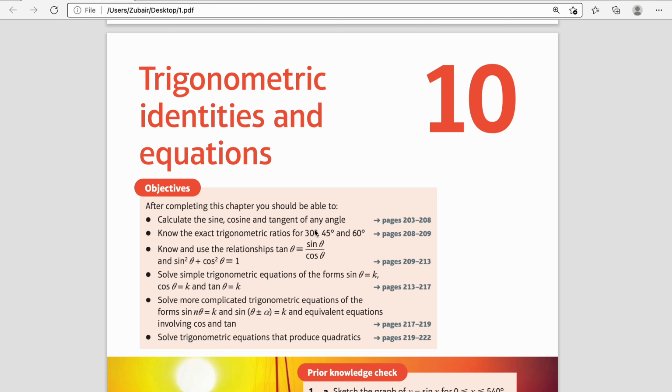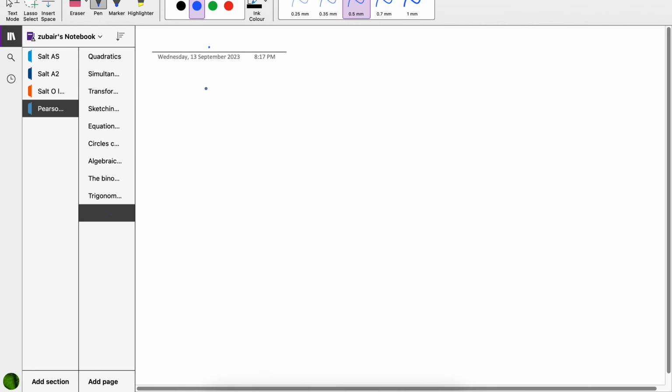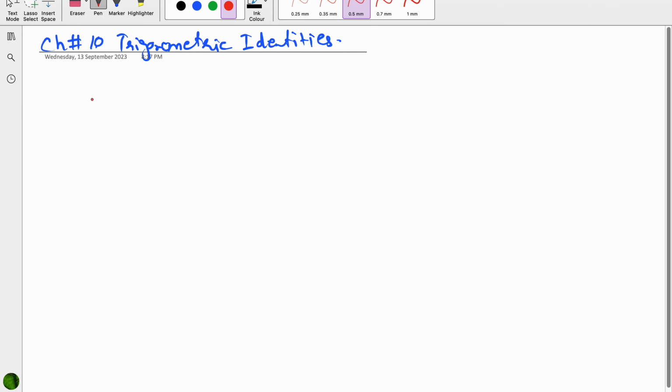So let us first start with 30, 45 and 60. How do we write the exact values? One way is definitely you can use your calculator. The other way is the introduction of a triangle. Trigonometric identities. So I'm starting with a square and I says this side length is 1.